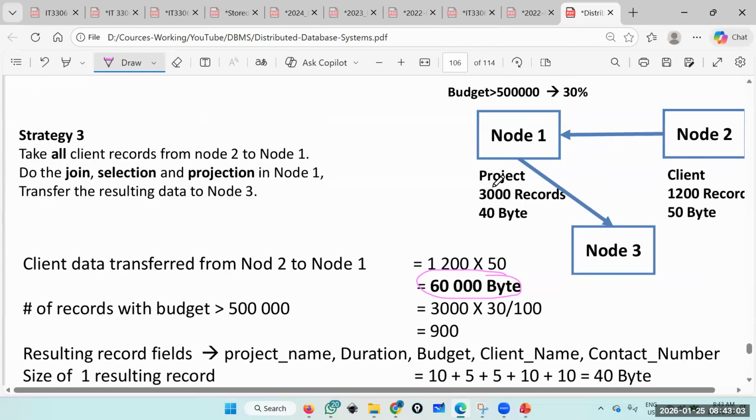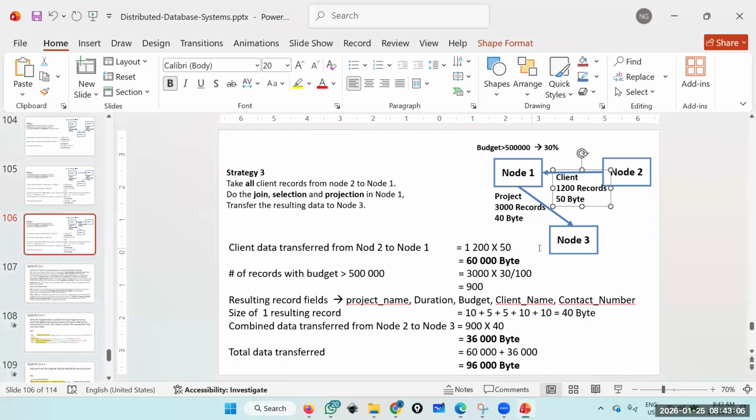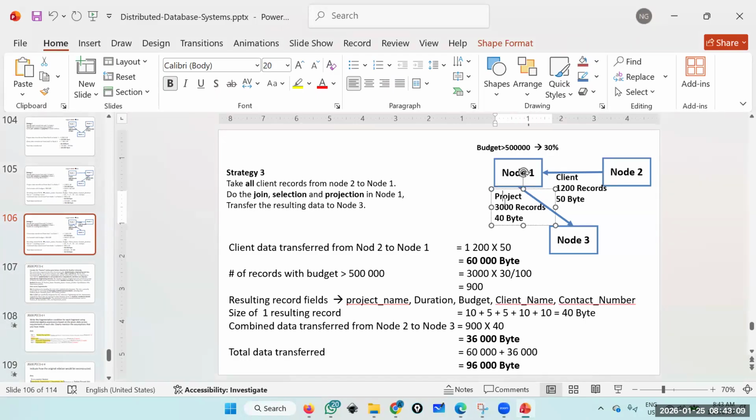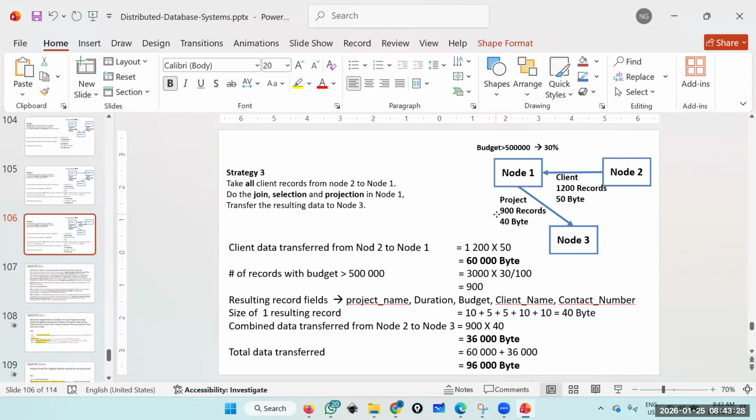So this one is also wrong. Of course, this is the total, but now what I'm showing is the transfer. So that is 900 into 40 is the transfer. Therefore, it's 1,200 into 50 plus 900 into 40 is the total transfer. Okay, so now it's okay.